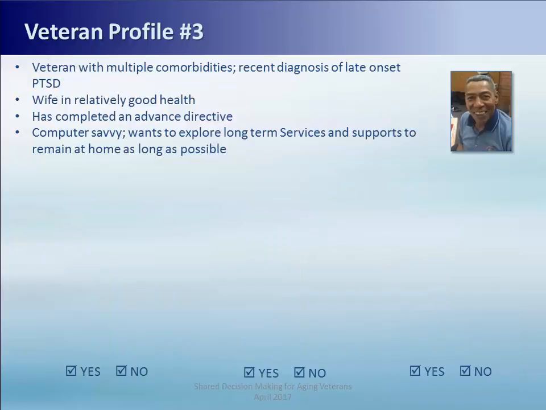This Navy veteran has multiple comorbidities and a recent diagnosis of late-onset PTSD. He lives with his wife, who is in relatively good health. His provider recently suggested he fill out an advance directive, and he did so. Mostly, this computer-savvy veteran wants to explore long-term services and supports, and to remain at home as long as possible.